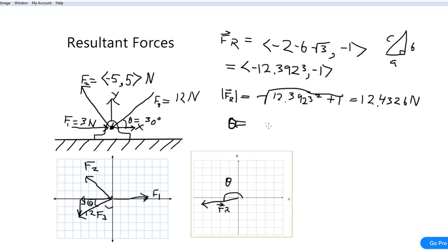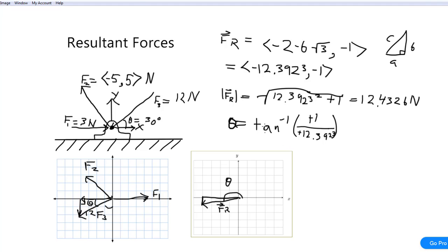So theta is just going to equal inverse tangent of y over x, because we're going to be doing opposite over adjacent inside of here. The y is the opposite and the adjacent is the x. So it's going to be negative 1 over negative 12.3923. So anyways, that's going to make this positive actually.